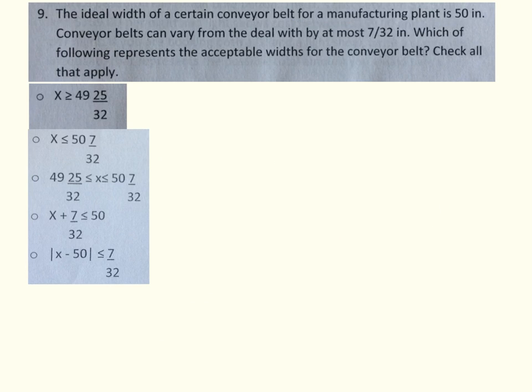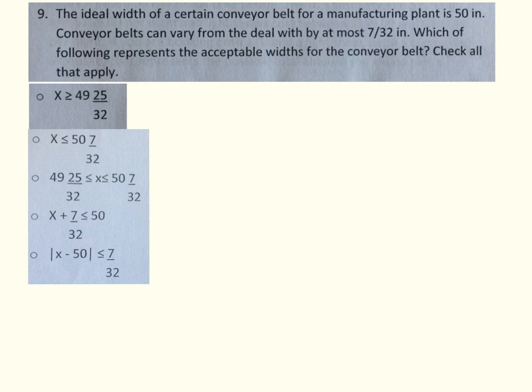The ideal width of a certain conveyor belt for a manufacturing plant is 50 inches. Conveyor belts can vary from the ideal width by at most 7/32 inches. Which of the following represents the acceptable width for the conveyor belt? Check all that apply.